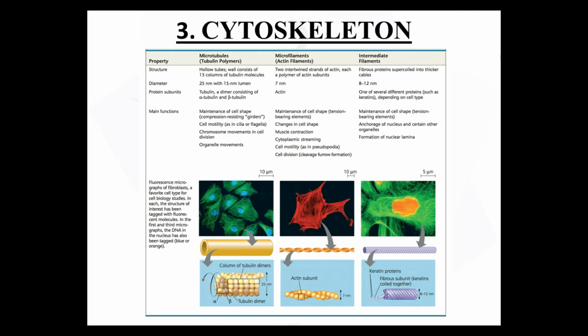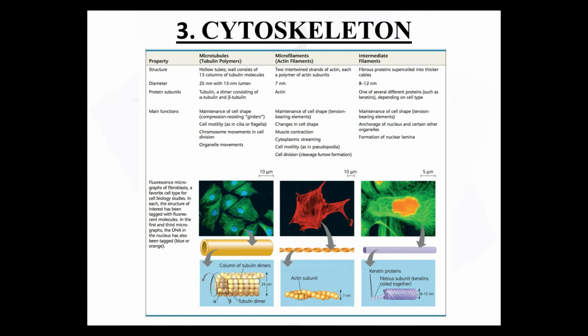The second is microfilaments. Microfilaments are thin structures which are extensively found at the cell's periphery. They are made up of a protein called actin. Microfilaments help in muscle contraction, cell division, and cell locomotion. They impart strength and shape to the cell. They also give mechanical support to non-motile, microscopic finger-like extensions of the plasma membrane called microvilli. The main functions of microfilaments are maintenance of cell shape, changes in cell shape, muscle contraction, cytoplasmic streaming, cell motility, and cell division.